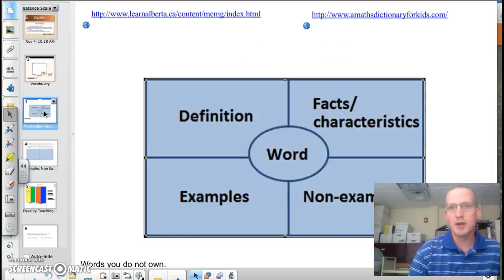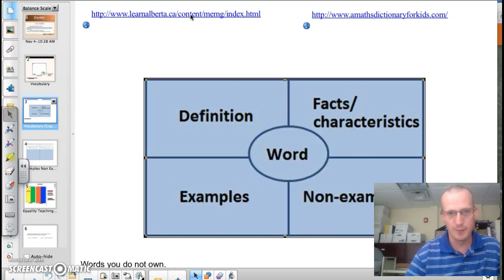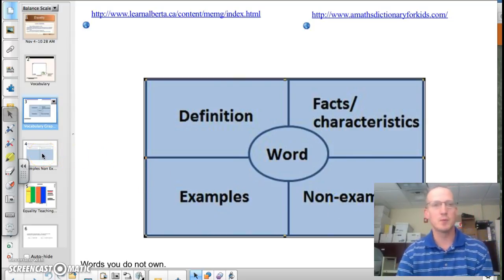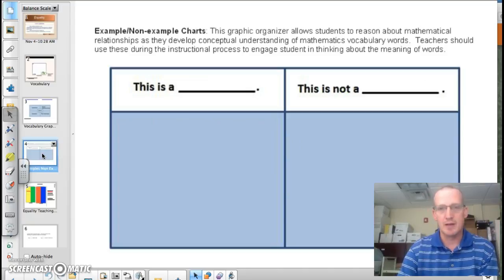The next piece are two websites that you can look at. This is the second time I've mentioned the Math Dictionary for Kids. Then there's another one, Learn Alberta. Use either dictionary. What I like to do with kids a lot of times are the Frayer cards or Frayer word study. You put the word in the middle, the definition of what the word is, facts and characteristics, examples and non-examples, to get them thinking about the whole process. Here's another non-examples chart that you can use. Graphic organizers really help kids with their thinking.